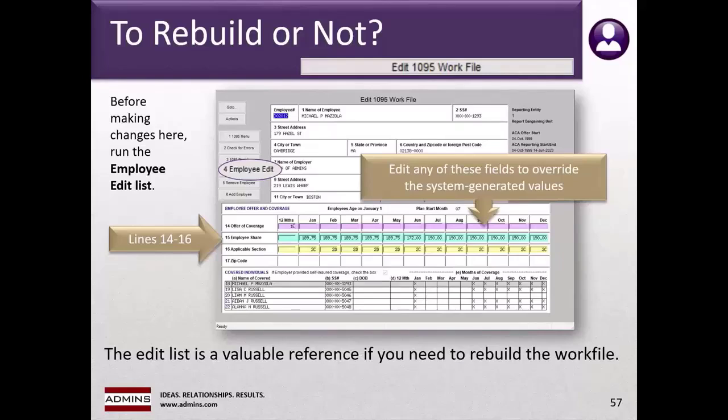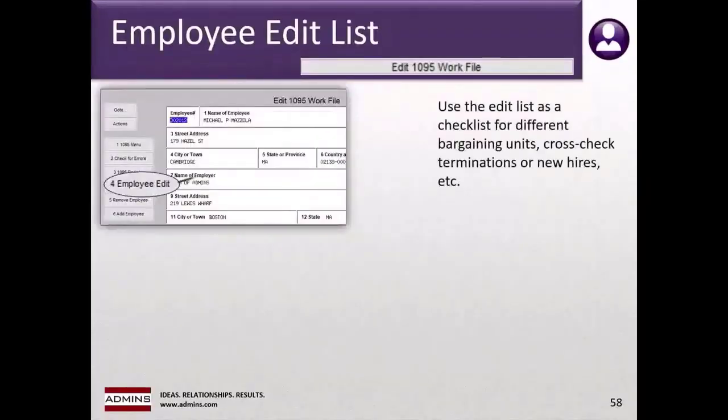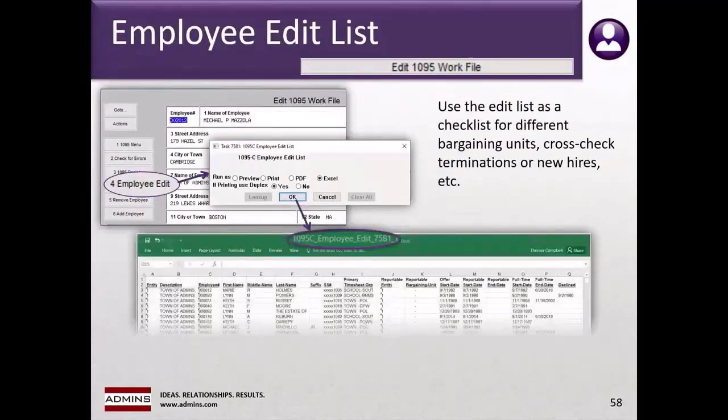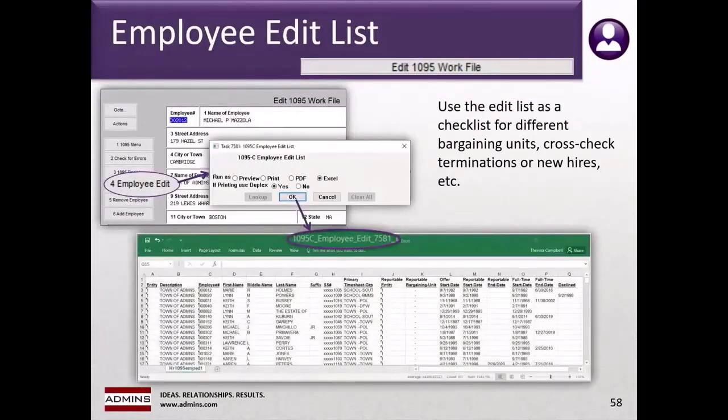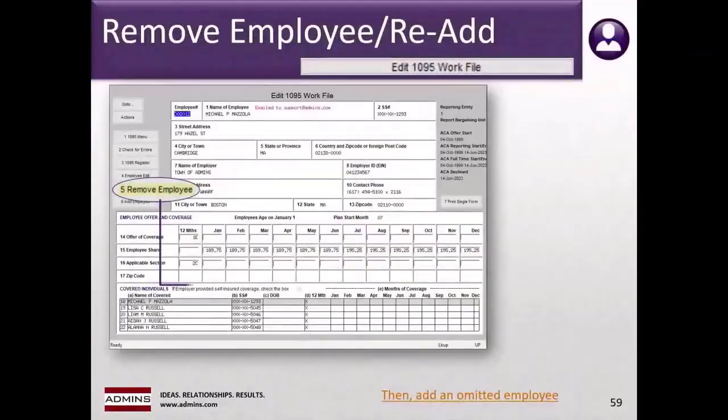You can do that easily by running an edit list before you rebuild. Let's look at that edit list. You can run it right from this button on the Edit 1095 work file screen, and then use the list to check for new hires, terminations, different bargaining units. Especially run it if you've made changes in the work file. It will be very useful if you have to rebuild the work file.